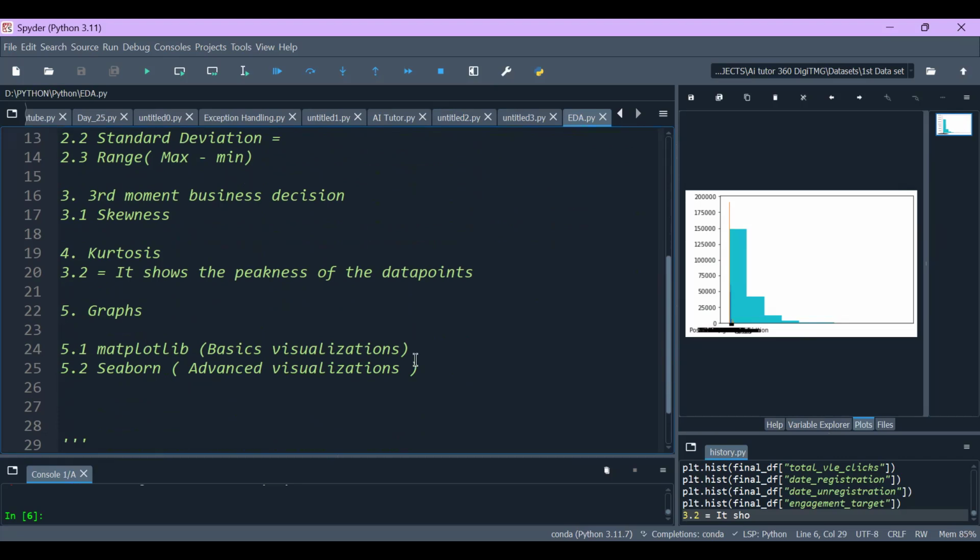I hope you have understood these things about EDA. Tomorrow we will discuss step by step: first moment business decision, second moment business decision. Till then, keep practicing, at least 100 lines of code every day.